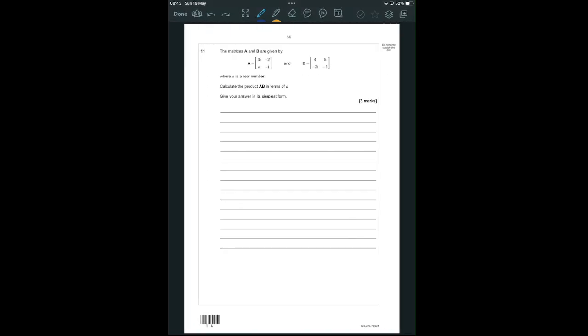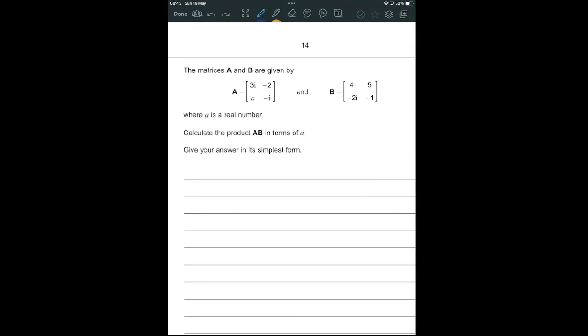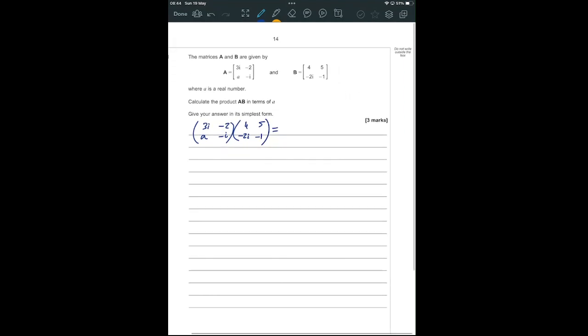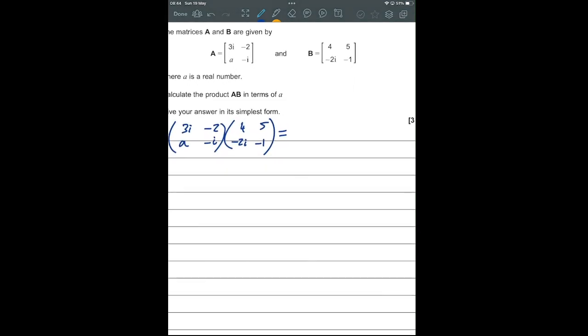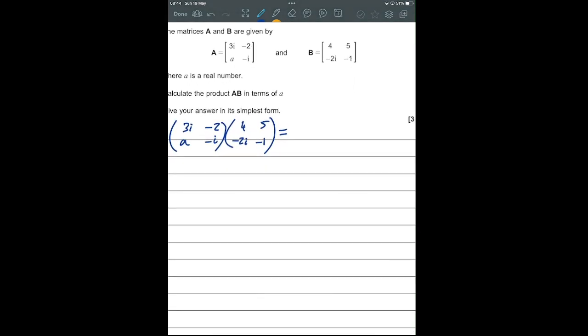Okay. Question 11. Complex matrices. But all we're doing is finding the product. So although we've got complex numbers in here and algebra, all we're doing is multiplying two matrices. Now they had to put that algebra A in so that you didn't cheat in your calculator and just type it out. So let's multiply it out.